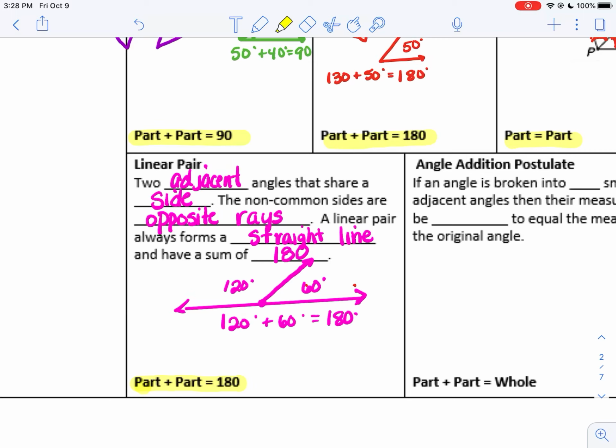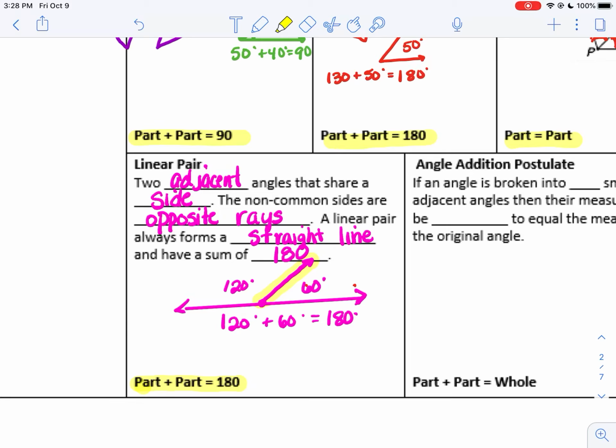Remember again, they're adjacent. They share that common side. That's what adjacent means. And they are forming a straight line. One angle is 60, one angle is 120. Together they add up to be 180. Now, of course, you could have all kinds of different measurements as long as the sum is 180.